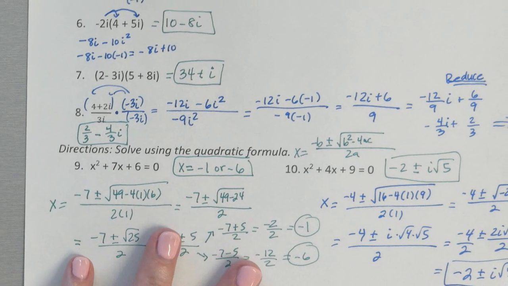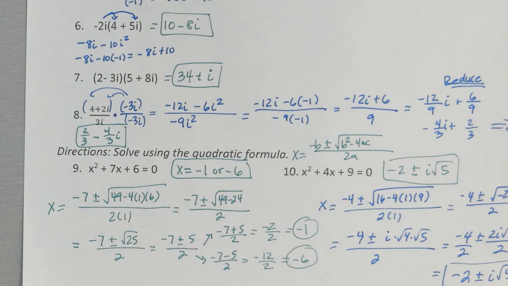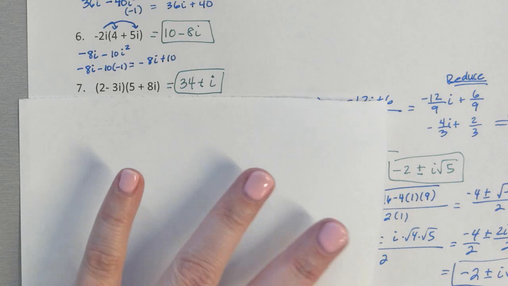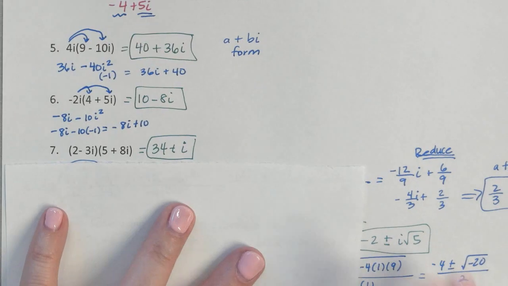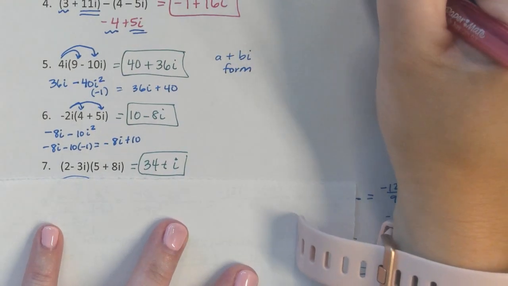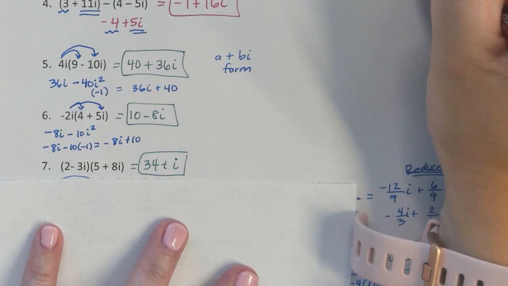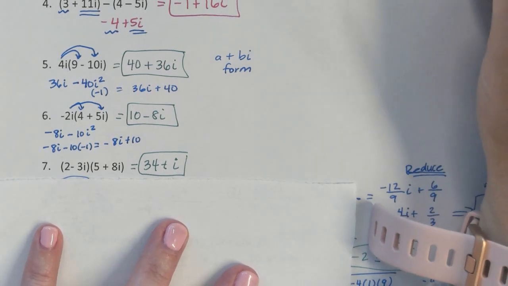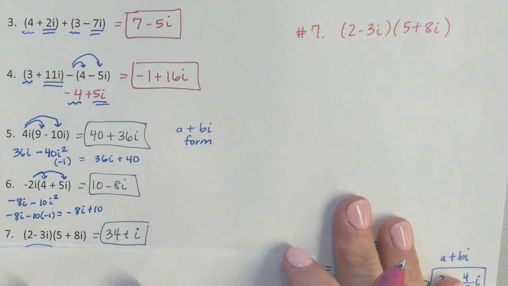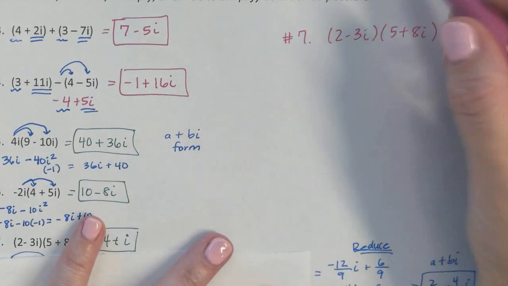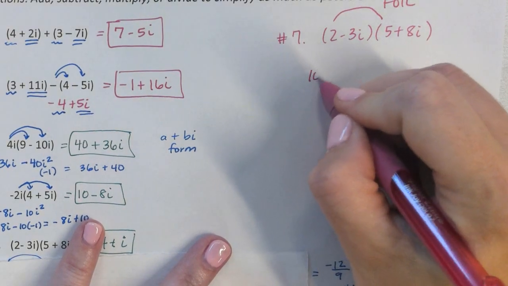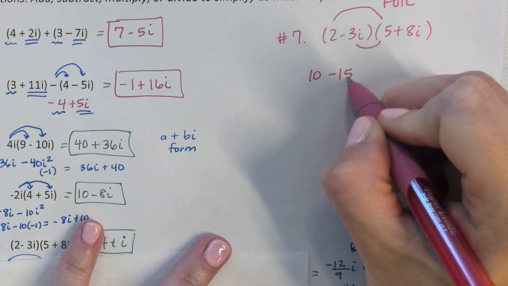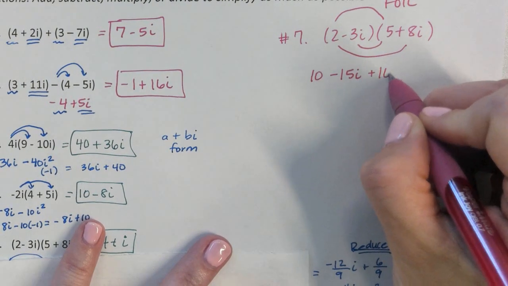All right, and then for number 7, you have 2 minus 3i, and then 5 plus 8i. Actually, I'll put that work over here for number 7. Okay, so for number 7, we have 2 minus 3i times 5 plus 8i. What technique do you have to do with this? FOIL. Okay, so we're going to FOIL, or FEAL, I like to FEAL. So 2 times 5 is 10. In the middle here, you have negative 15i. In the outside, you have plus 16i.